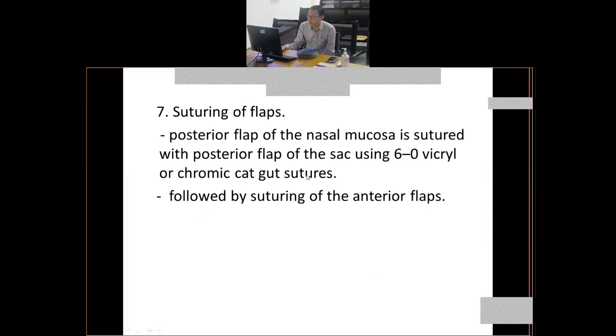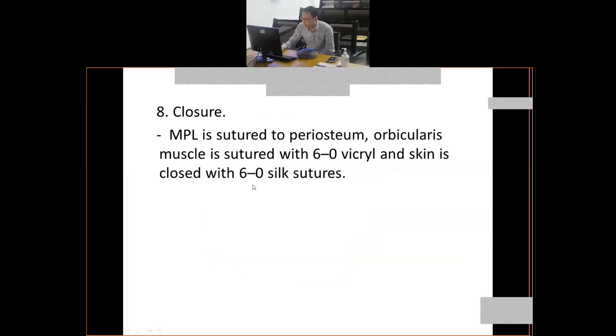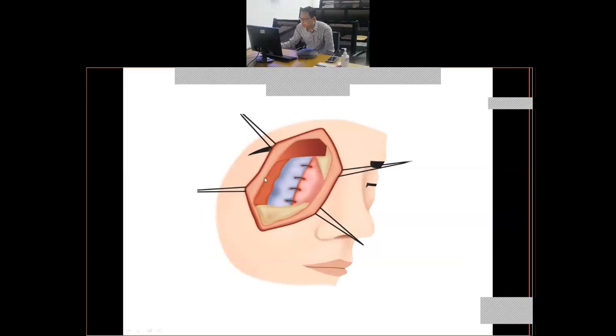Now suturing of the flaps. The posterior flap of the nasal mucosa is sutured with the posterior flap of the lacrimal sac using 6-0 Vicryl, followed by suturing of the anterior flaps. You can see in this picture, this is the posterior flap of the lacrimal sac, and this one is the posterior flap of the nasal mucosa. Posterior flaps are sutured here, only the anterior flap is left. You can see in this picture the anterior flap also sutured.